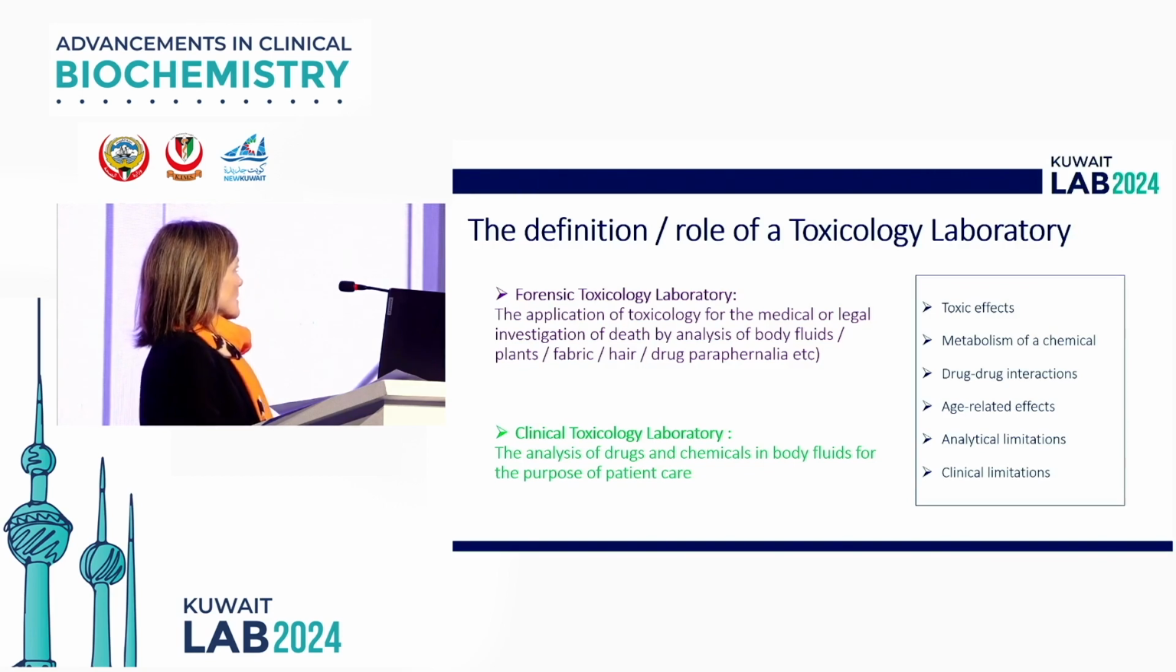The two main types of toxicology laboratory are forensic laboratories and clinical laboratories. And some laboratories offer a forensic and a clinical service. But in the main, forensic toxicology is the application of toxicology for the medical or legal investigation of death by analysis of body fluids, plants, fabric, hair, drug paraphernalia, etc. Whereas in a clinical laboratory, the focus is really on the analysis of drugs and chemicals in body fluids for the purpose of patient care.